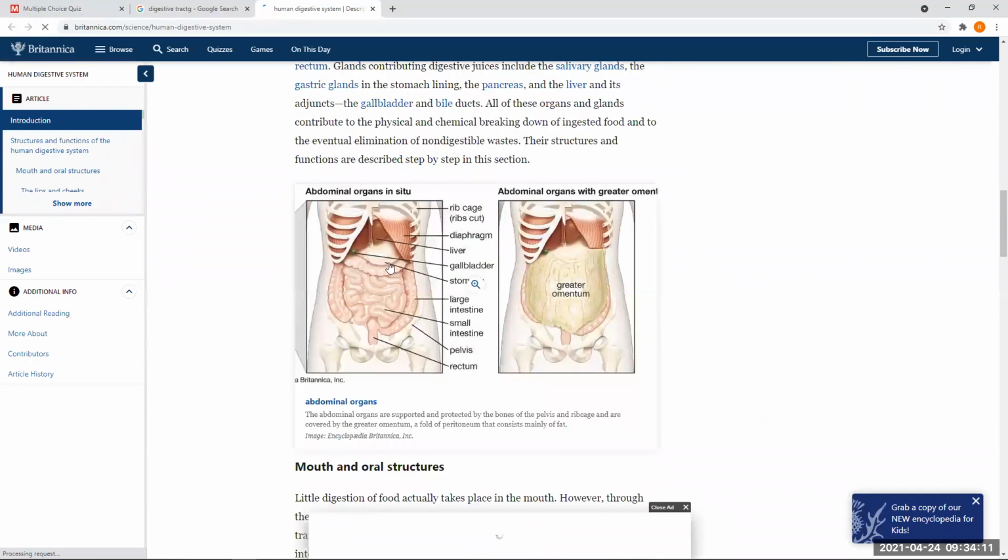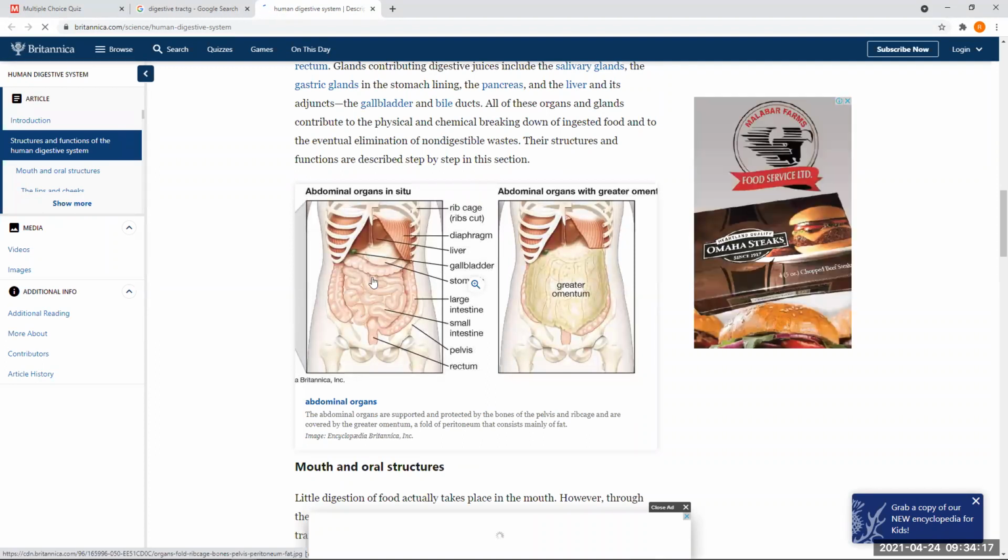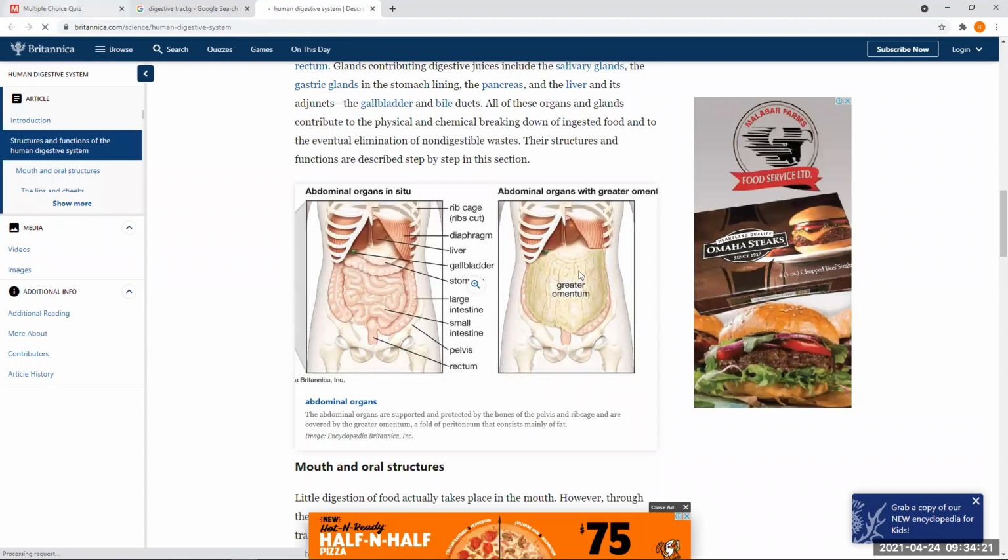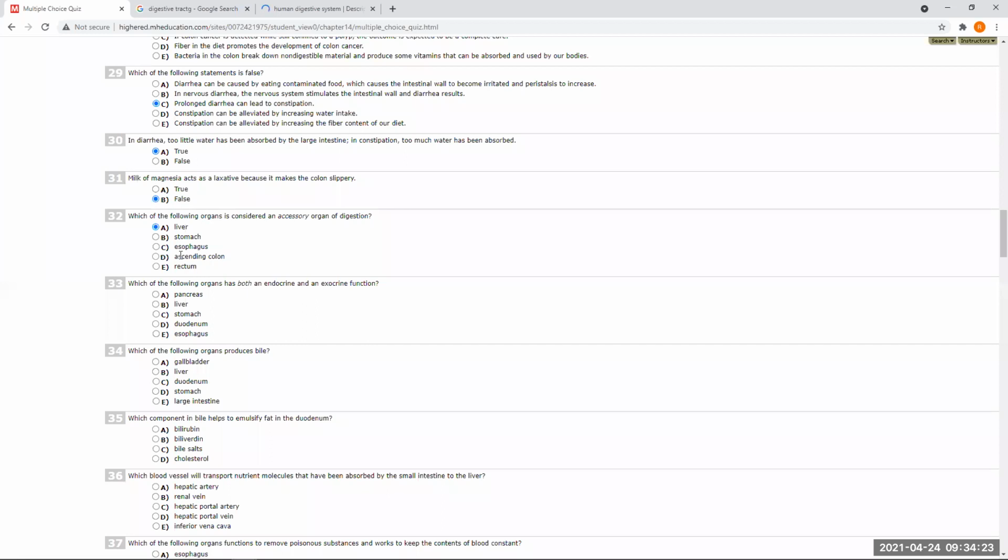Right. So it goes through the small and the large intestine. The large intestine has the ascending, transverse, and descending colon. So all of these are direct, and it goes then to the rectum and then the anus. So all of these are parts: the stomach, the esophagus, and so on. This is where the food actually passes through.